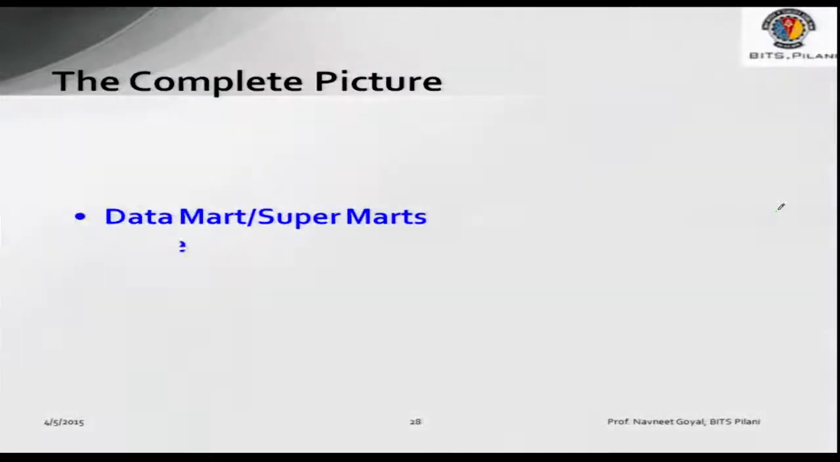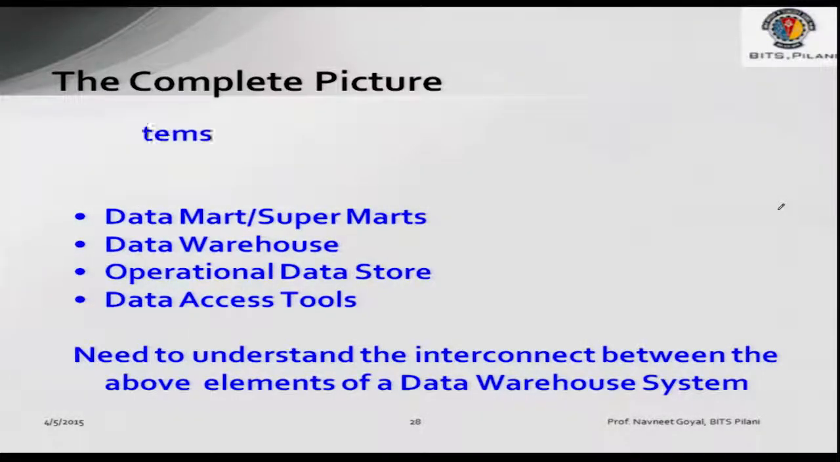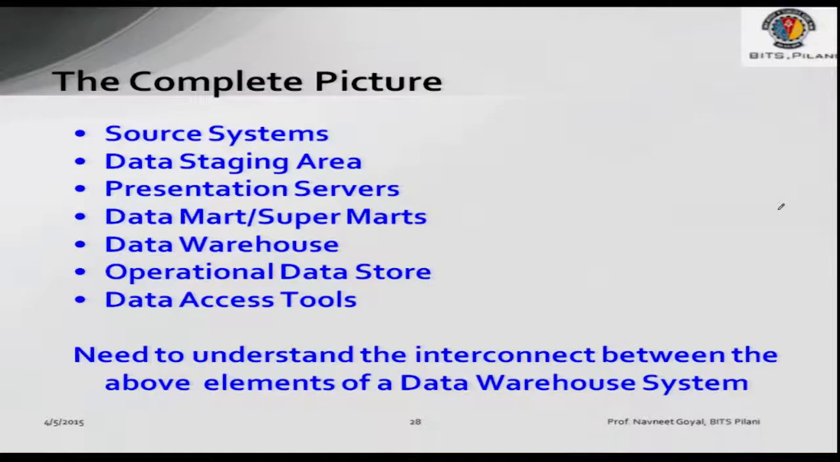Now before I end this lecture, let me give you the complete picture. So you start with the source systems. These could be the internal source systems or the data that you buy or get from external sources. All of them combined are called the source systems. And then data is extracted from the source systems and put in the data staging area, where it is cleaned, transformed, and prepared to be loaded onto the presentation servers.